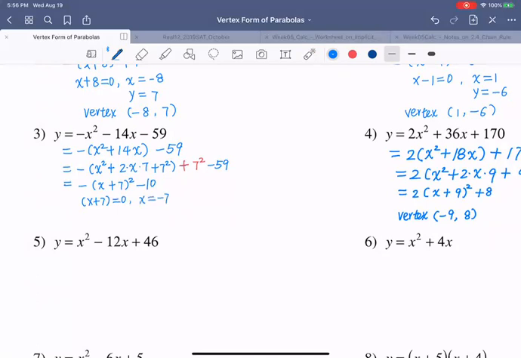Now y equals what? Okay, now y equals 10. This thing is 0. -0 is still 0. So this equals what? 0 minus 10. Oh, -10. And so vertex is -7, comma, -10. Good. Thank you.